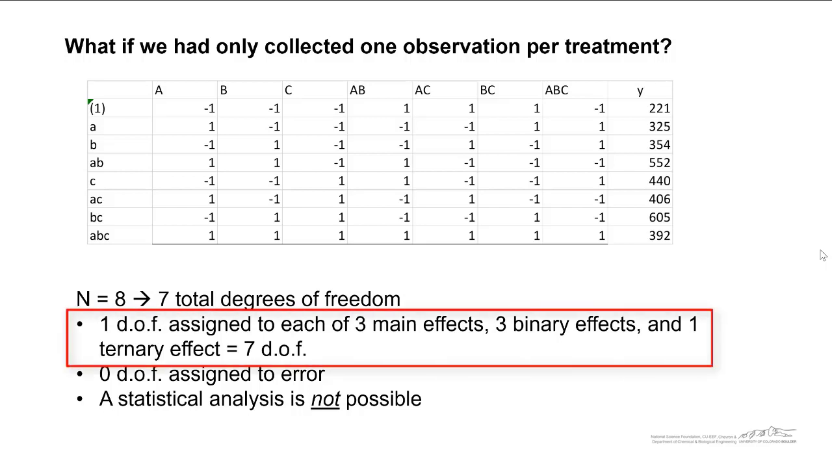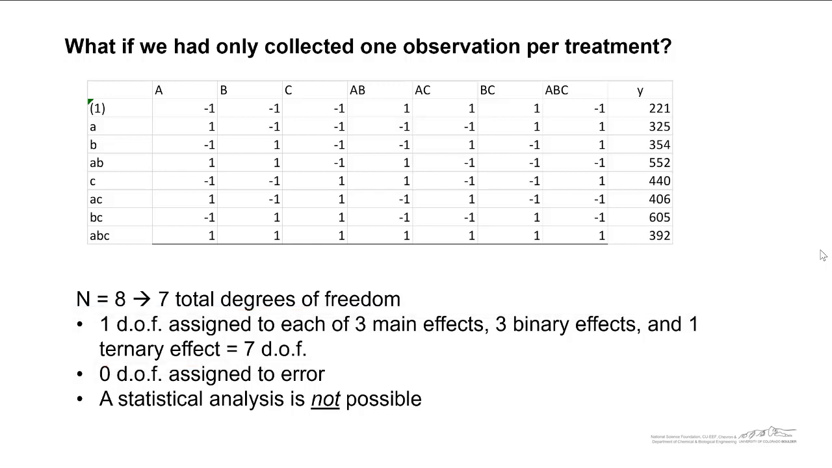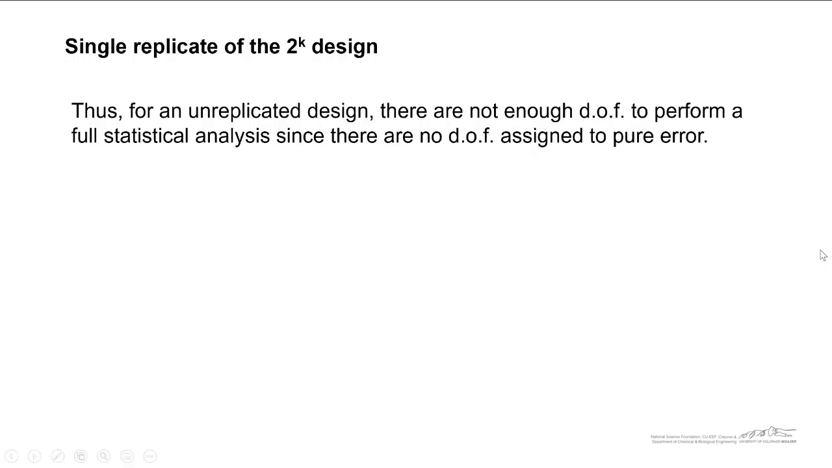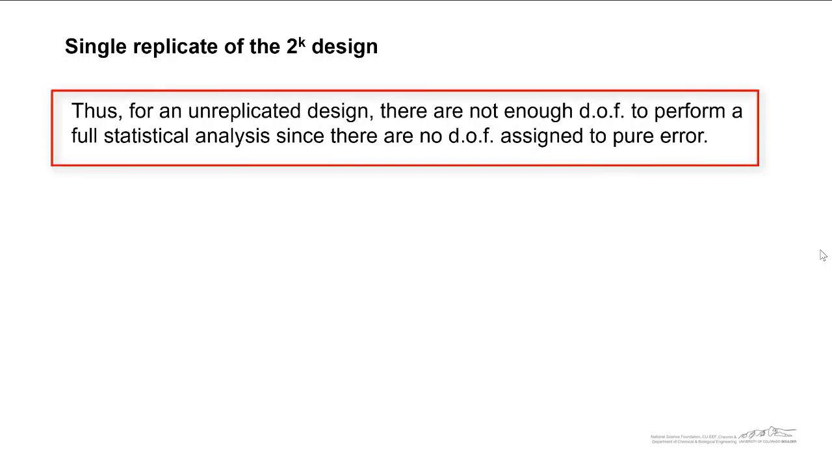If we assign 1 degree of freedom to each of those 3 main effects, each of the 3 binaries, and to our 1 ternary effect, that's 7 degrees of freedom. This leaves us with 0 degrees of freedom for error. A statistical analysis in this case is not possible. Thus, for an unreplicated design, there are not enough degrees of freedom to perform a full statistical analysis since there are no degrees of freedom assigned to pure error.